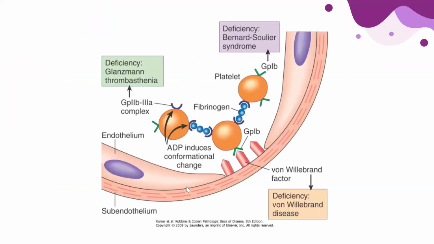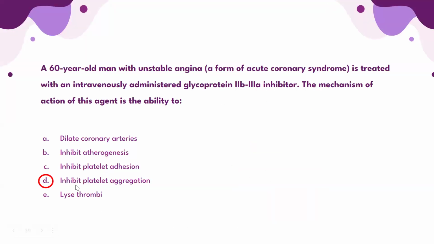This is a diagram that would explain that pretty well. So we have glycoprotein 2B3A. It's right here. We have fibrinogen in the middle, which sort of links the platelets together. And we can see that 1B is responsible for adhesion to the endothelium. This is the endothelium. But 2B3A is responsible for aggregation. And so the answer for this would be inhibit platelet aggregation.